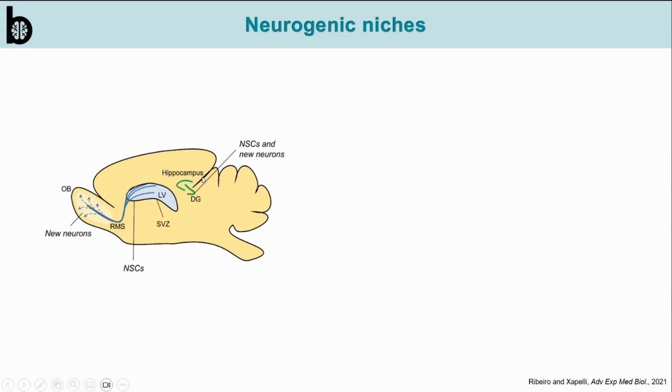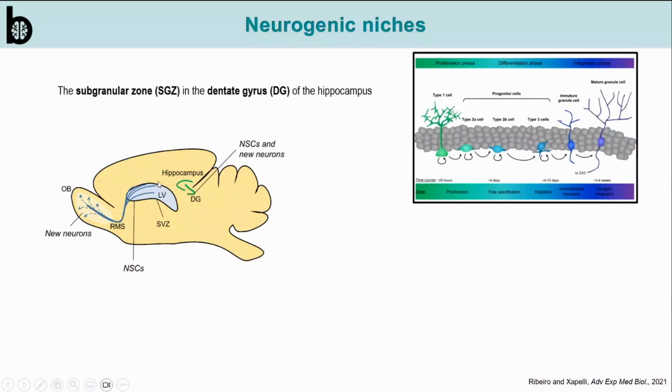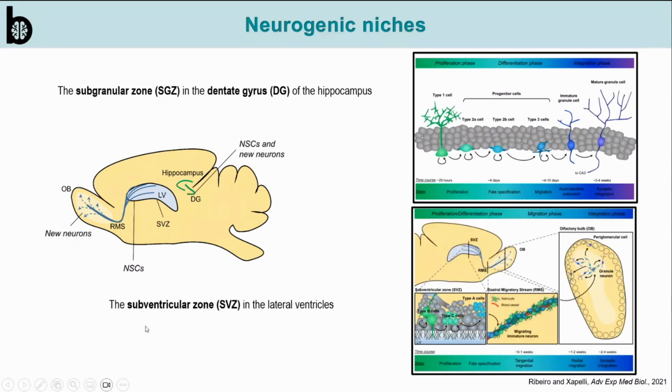They are localized in two areas. This is a sagittal slice of a rat brain, and you can see here the hippocampus. It's a very important region in the brain. And here is the lateral ventricle. The other neurogenic niche is localized here. So this hippocampal neurogenesis is localized in the subgranular zone of the dentate gyrus in the hippocampus, and the subventricular zone is here in the lateral ventricles.